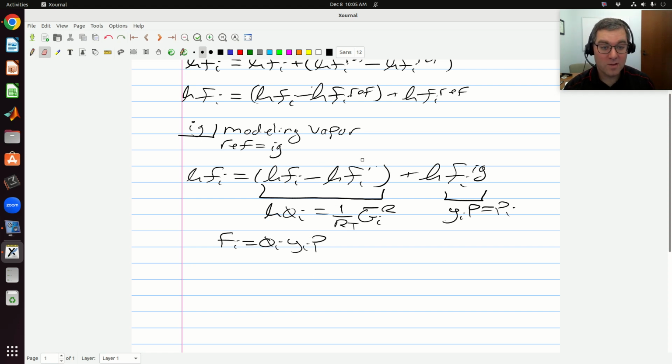So this deviation term is going to become 0 in the limit that I have that reference state value. So in the ideal gas limit, or if I can assume I have an ideal gas, phi is just 1.